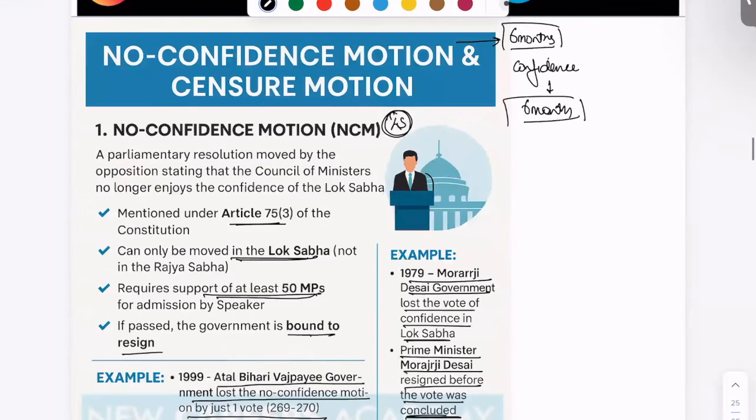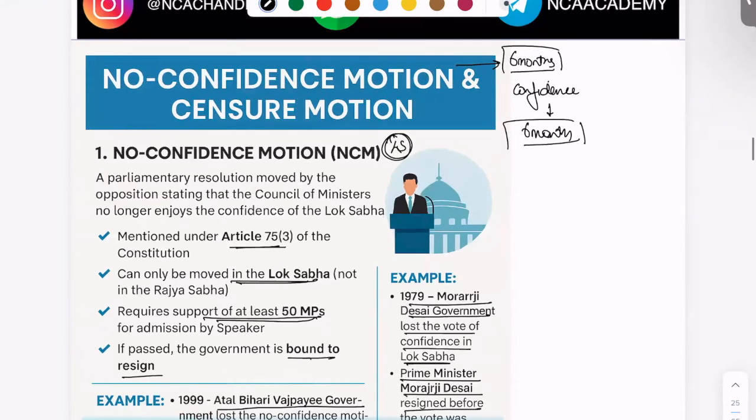अब आगे, no confidence and censure motion. No confidence सिर्फ किस में हो सकता है? लोकसभा. राज्यसभा तो परमानेंट हाउस है, तो no confidence cannot take place. Again, how many members have to sign? 50 members. Write down. पहले कितना है? 50 members साइन करेंगे.